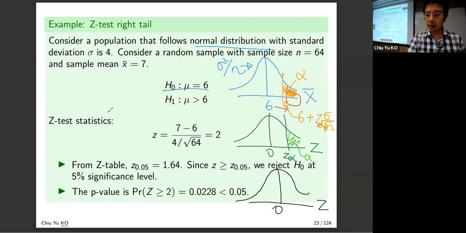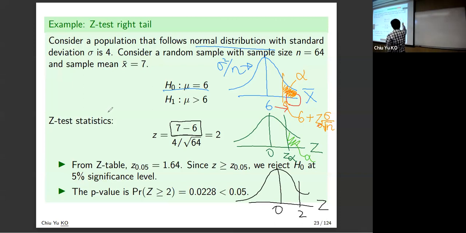The p-value method is the same, but you look at the Z. 0 is here, and you look at the 2. Where does 2 come from? Your data is 7. 7 is 1 away from 6, and the SD is half, so the distance is actually 2 SD. We're asking for this area, and it turns out to be 2%. So you would reject at 5%. If you use 1%, you don't. At 10% you do. So one way or the other, we know how to do it.